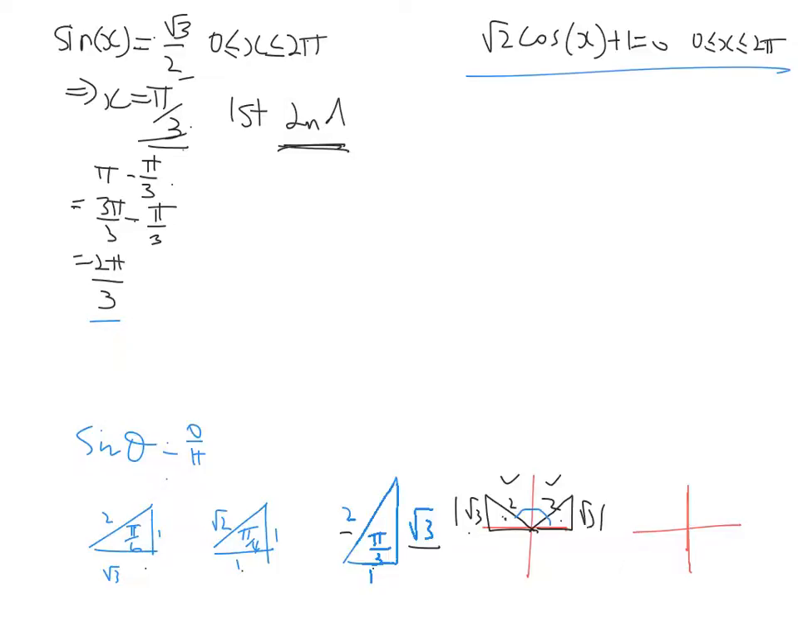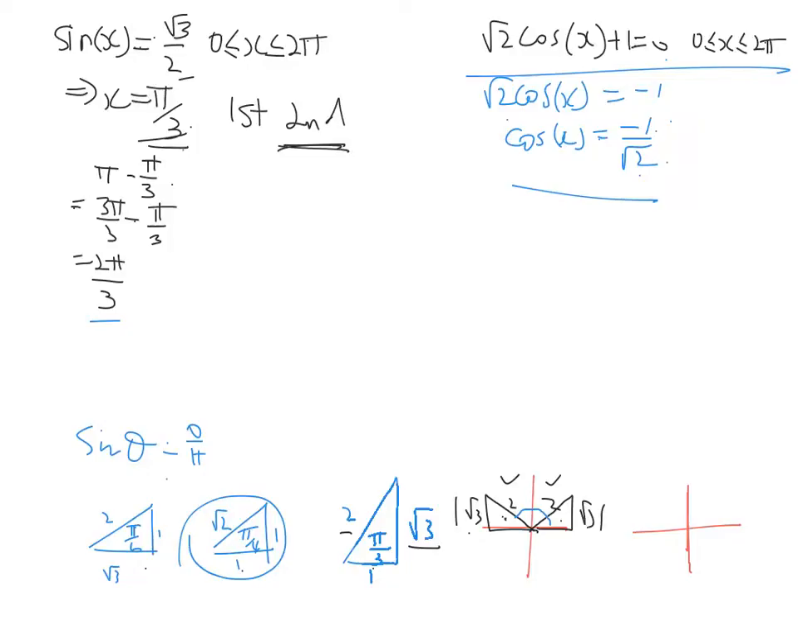Okay, a little bit more complicated, a little bit more to do. First thing we've got to do is transpose that plus 1 and bring it over to the other side. So we've got root 2 cos of x equals negative 1. Now we're going to divide both sides by root 2. So we've got cos x equals negative 1 over root 2. So what we're doing now is looking at cos x, negative 1 on root 2. So adjacent over hypotenuse. We're looking for our adjacent side being 1 and our hypotenuse being root 2. So we're looking at pi on 4.